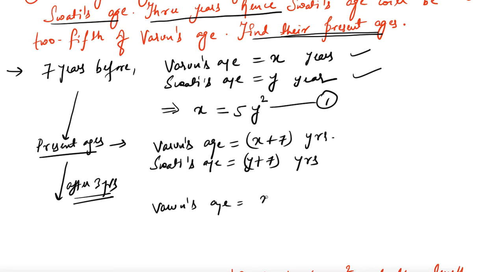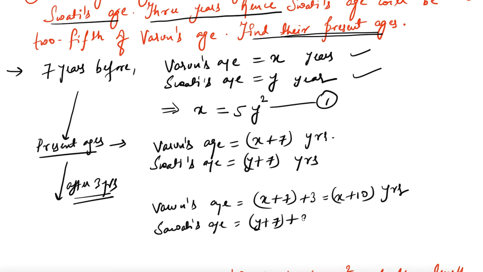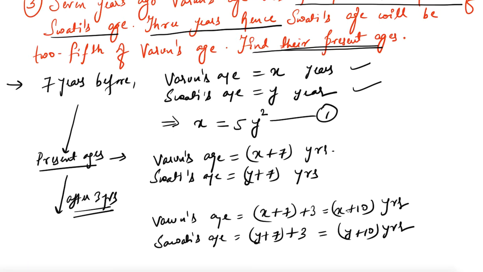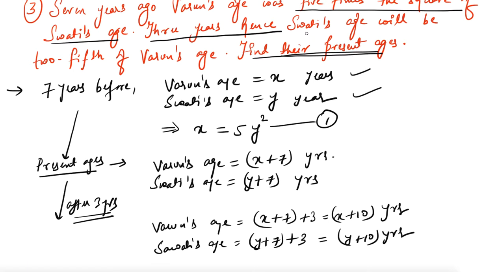This was the present age, so I will add 3 to that. So this becomes X plus 10 years. And what will be Swati's age after 3 years? Y plus 7 and again plus 3, that is Y plus 10 years. Now the relation between their ages, 3 years hence, is given as Swati's age will be 2/5 of Varun's age.